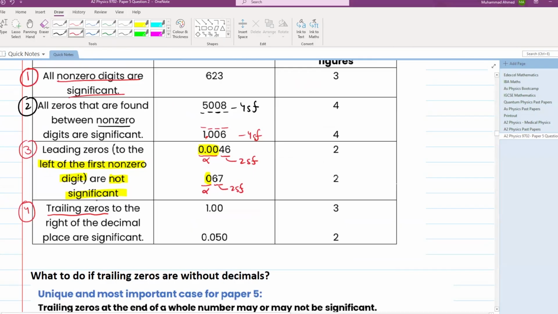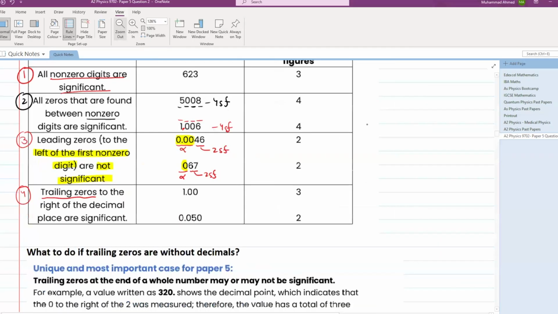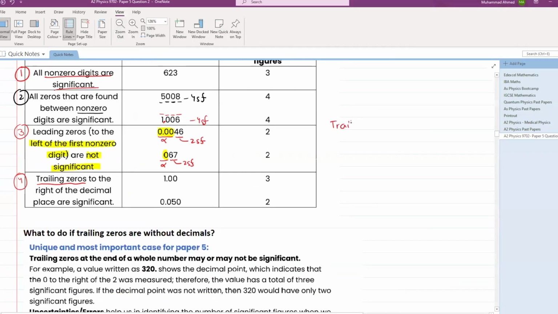Basically, trailing zeros are what? You can write it here. If you want to write the definition, trailing zeros are zeros to the right of non-zero digits. Simple. This is the definition of trailing zeros. All the trailing zeros to the right of the decimal place are significant. If you see here, you have two zeros to the right of the decimal place. Both of them are significant.